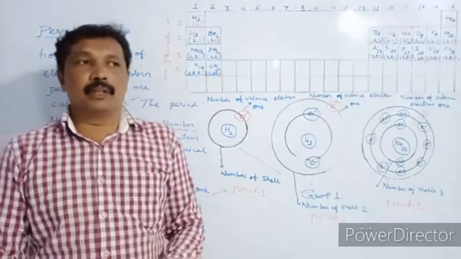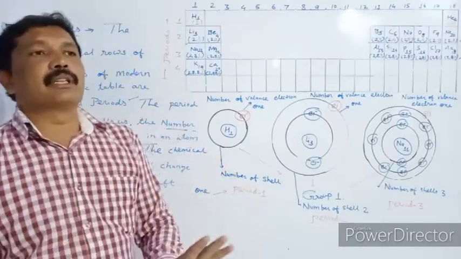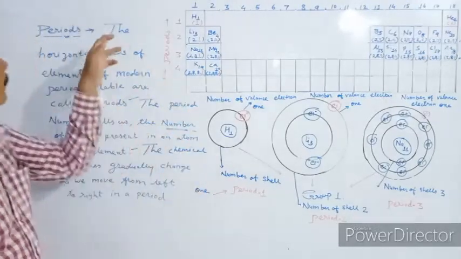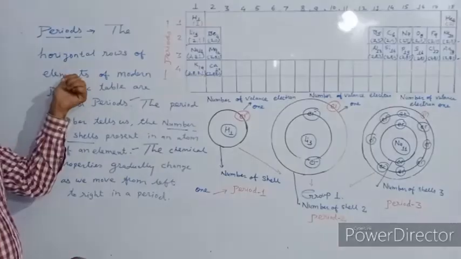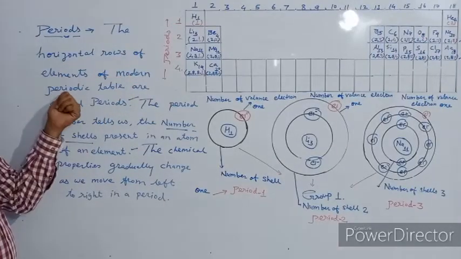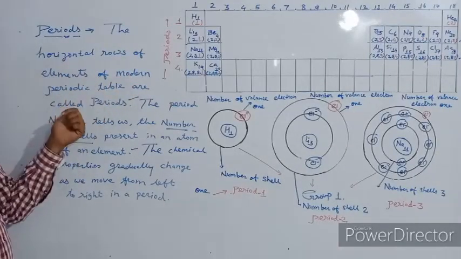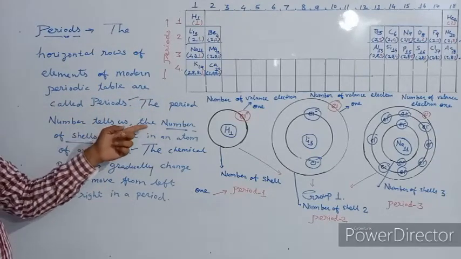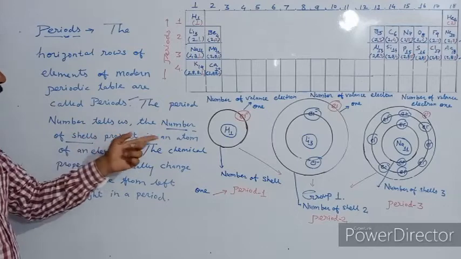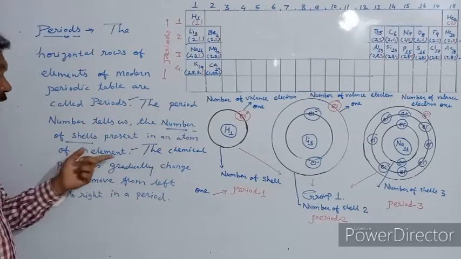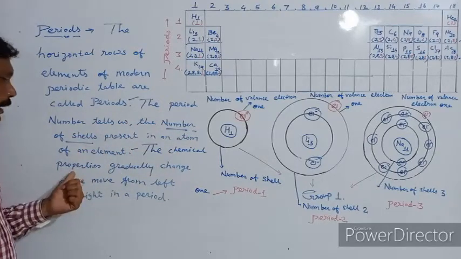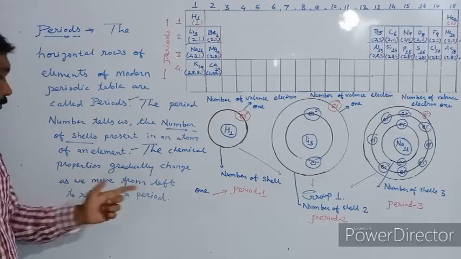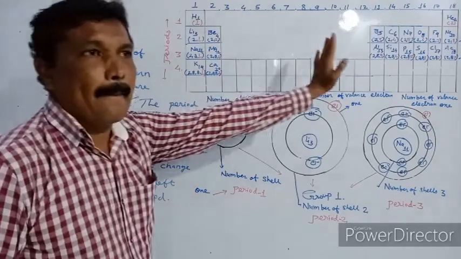So my dear students, today we are going to study about periods of the modern periodic table. The first thing, the horizontal rows of elements of the modern periodic table are called periods. The period number tells us the number of shells present in an atom of an element. The chemical properties gradually change as we move from left to right in a period.